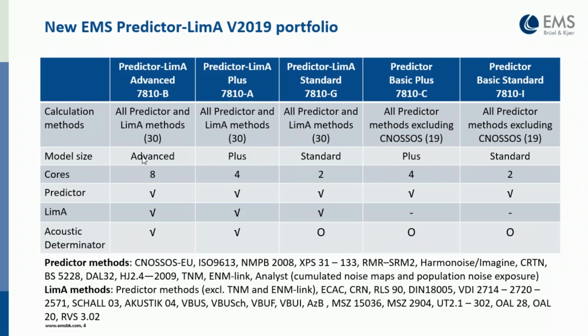So the Standard includes both the Predictor software as well as the LimA software. There you have all the standards, 30. And then if you want to have larger models, you go into the Plus. And if you want to have noise mapping, large-scale noise mapping, you go into the Advanced. You also have an 8-core support. So you see that there has been many changes in the portfolio.